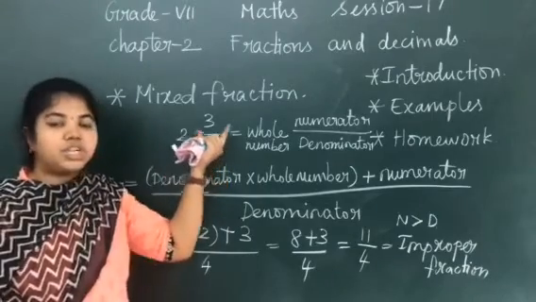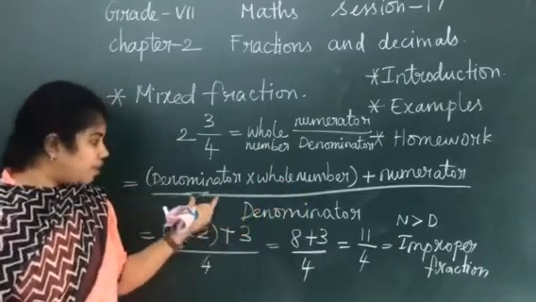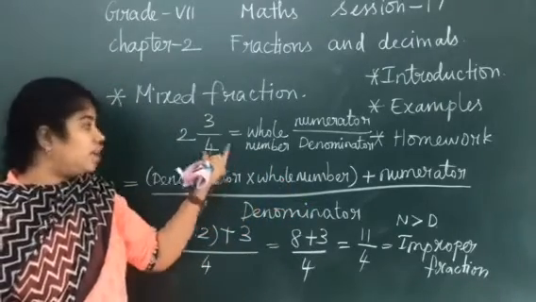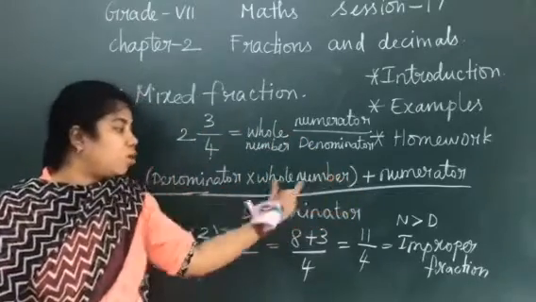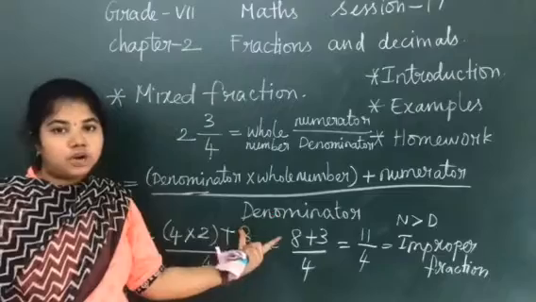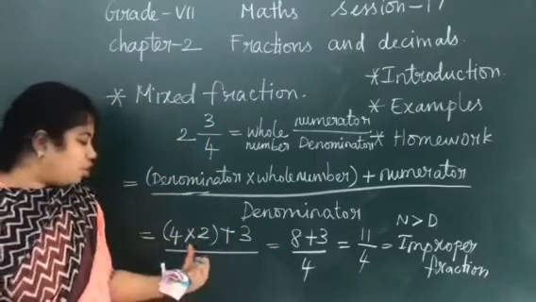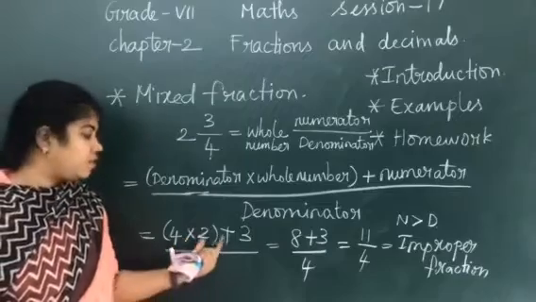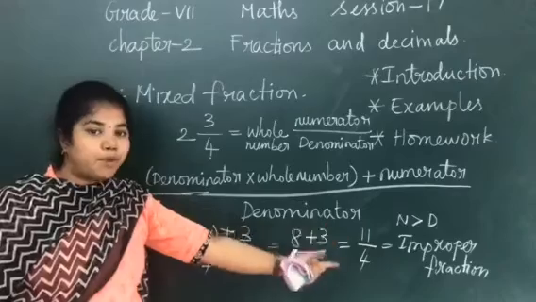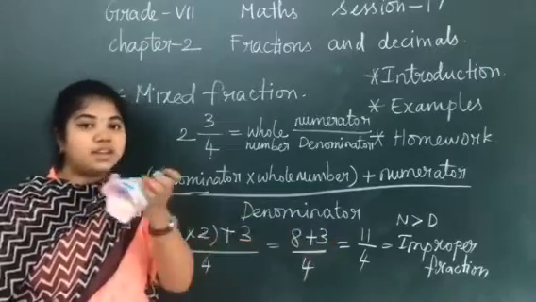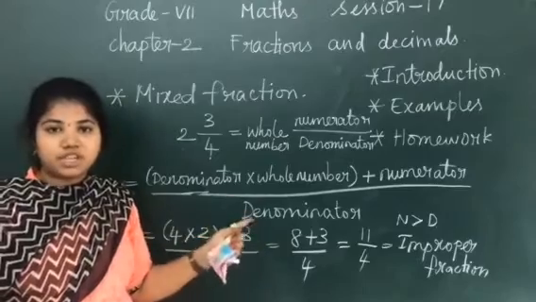This mixed fraction can be converted to improper fraction. How it is converted? Denominator into whole number. The whole product should be added to numerator. The whole thing will be divided by denominator. So 4 into 2 plus 3 divided by 4. 4 into 2 is 8. The whole product is added to 3. 11 by 4. 11 by 4 is the improper fraction because my numerator is greater than the denominator. Can you understand about mixed fraction? Okay.